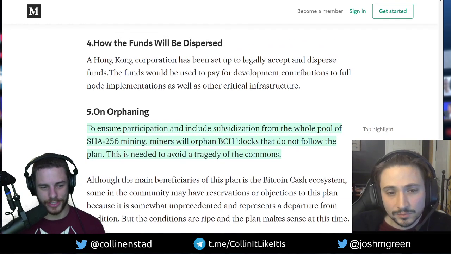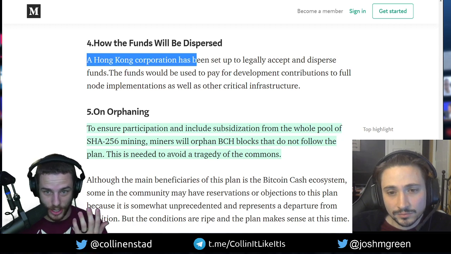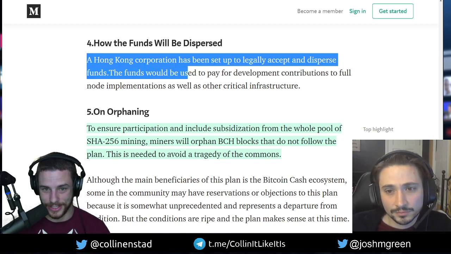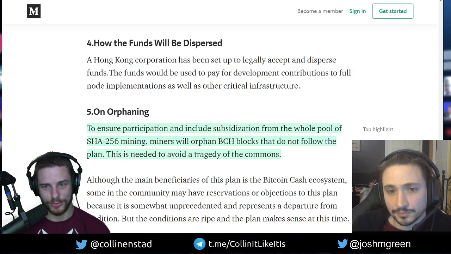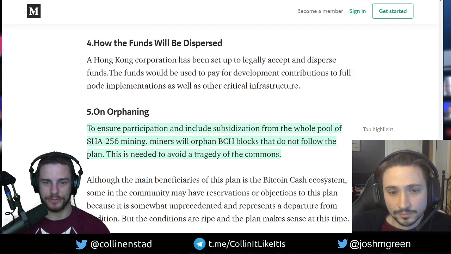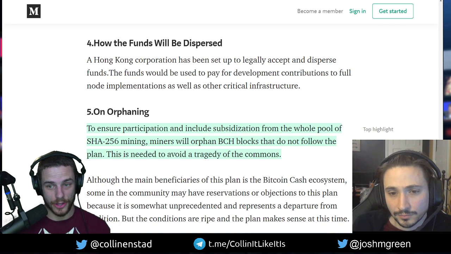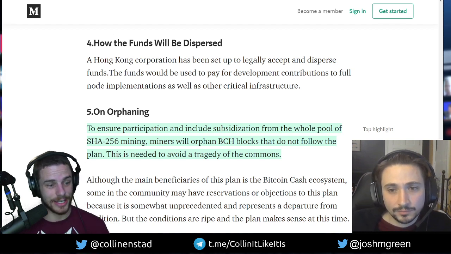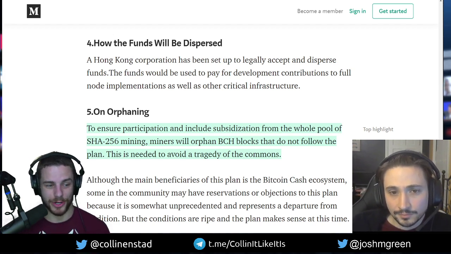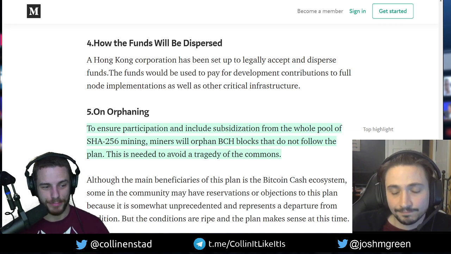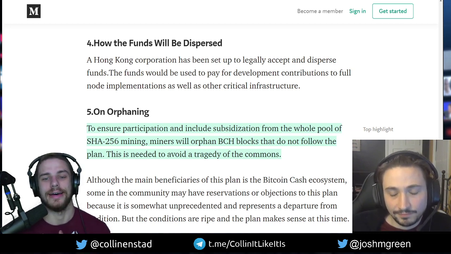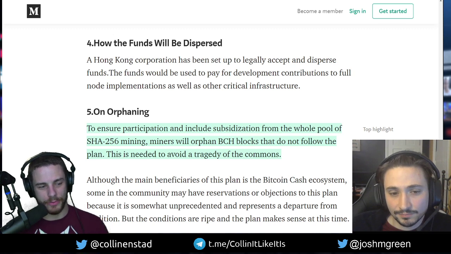Here are the two most controversial parts, right? This Hong Kong corporation has been set up to legally accept and disperse funds. The funds would be used to pay for development and contributions to full node implementations, as well as other critical infrastructure. And so, who is this Hong Kong corporation, right? I mean, we assume it's the four people that signed it, but again, why have this middleman?